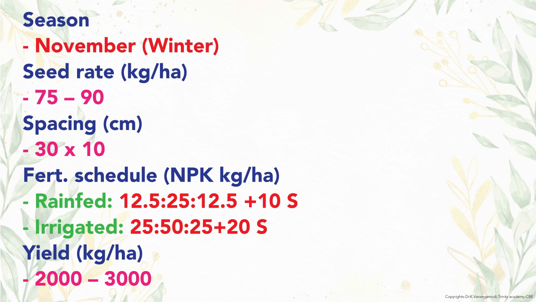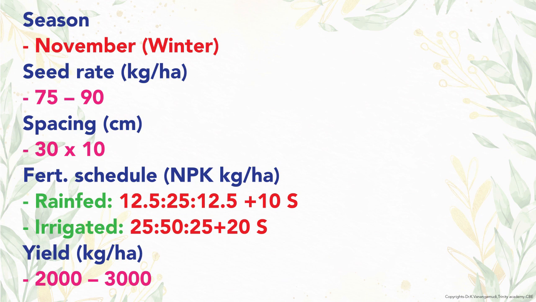It is grown in November with a seed rate of 75 to 90 kg with a spacing of 30 by 10 cm. For rain-fed conditions, the Bengal gram is fertilized with 12.5, 25 and 12.5 NPK and 10 kg of sulfur. For the irrigated crop, the dosage is doubled. Yield of Bengal gram is 2000 to 3000 kg for 1 hectare.